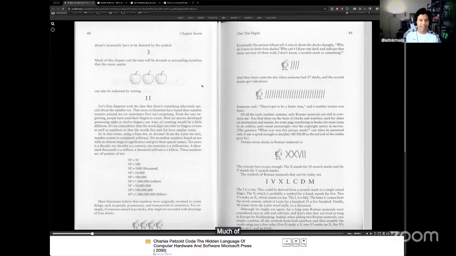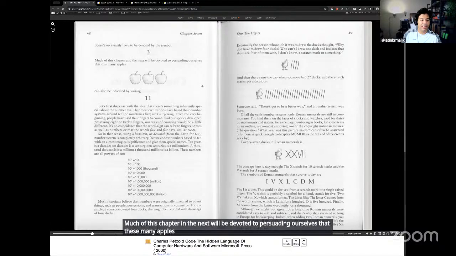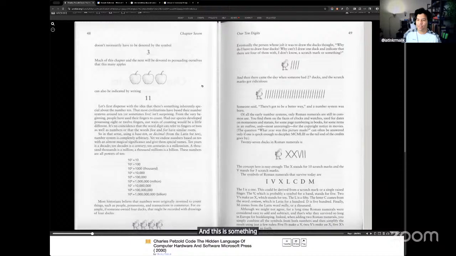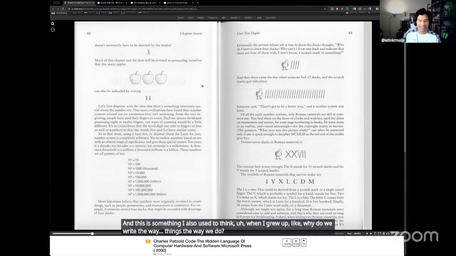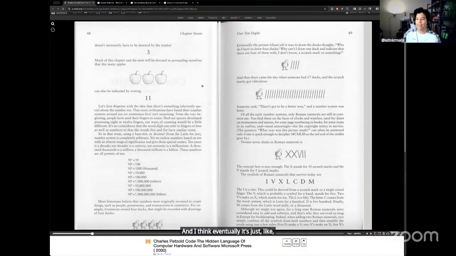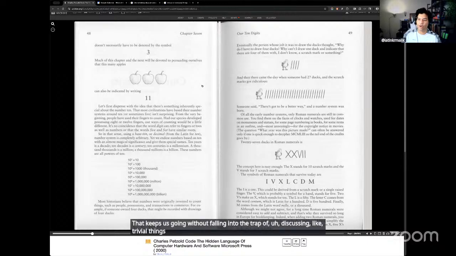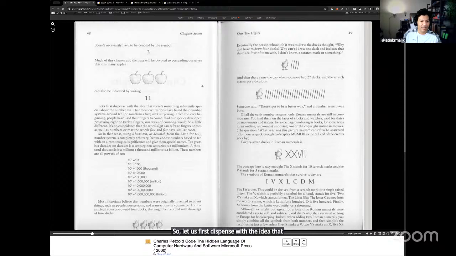Much of this chapter and the next will be devoted to persuading ourselves that this many apples can also be indicated by writing 11. And this is something I also used to think when I grew up: why do we write the way we do? And I think eventually it's a mutually agreed construct that keeps us going without falling into the trap of discussing trivial things and getting caught in a loop of doing that. So let us first dispense with the idea that there is something inherently special about the number 10.